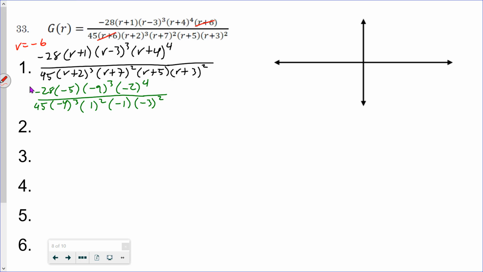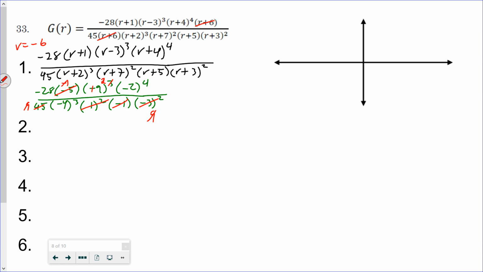So this 1 squared is useless, I'll get rid of it. -3 squared just becomes a 9. And then this 9 and this -9, well, this -1 and this 1 cancel out anyway. So you can get rid of this 9 and change this 3 into a 2. I can cancel out this -5 with this 45 and be left with a -1 and a 9 on the bottom. This 9 and this other one cancel out, so I'm just left with a +9 there.